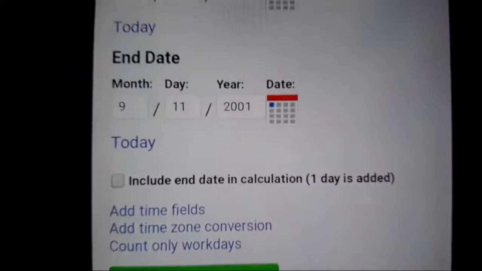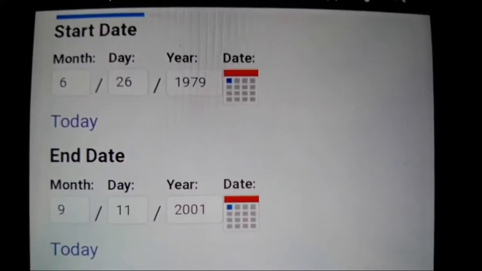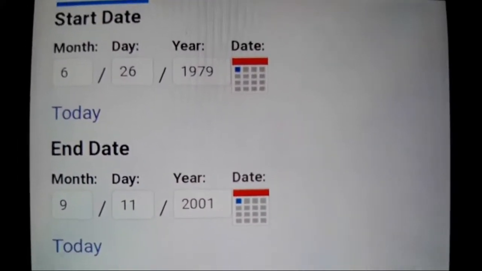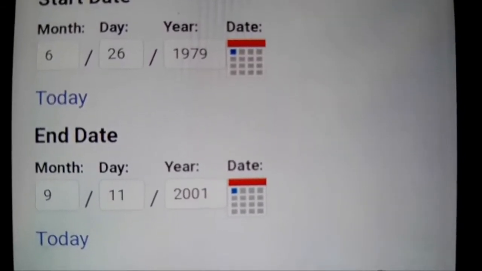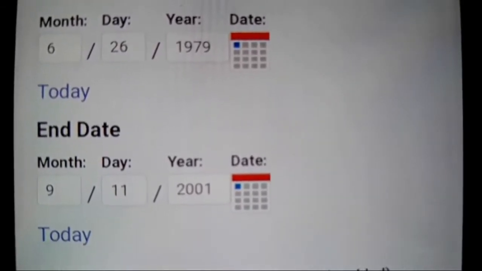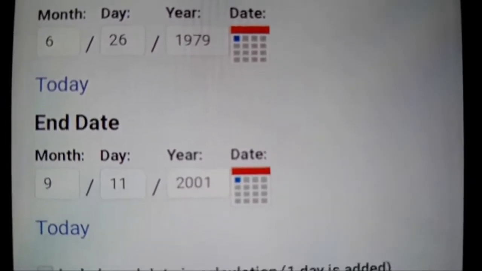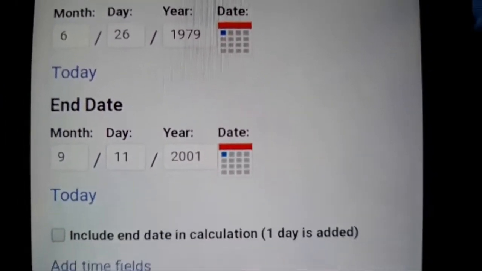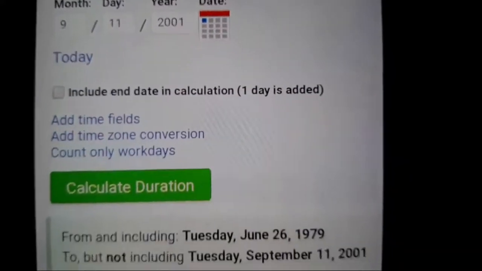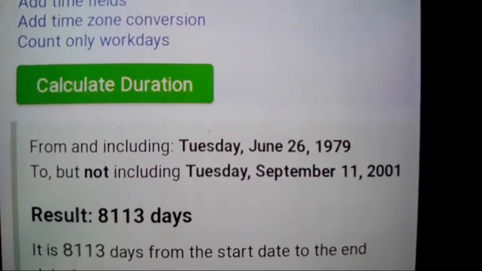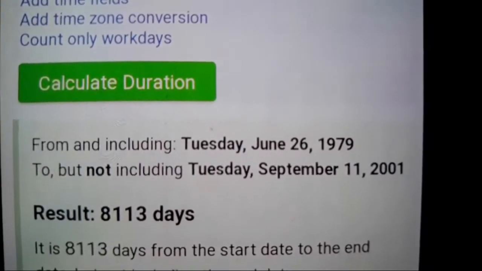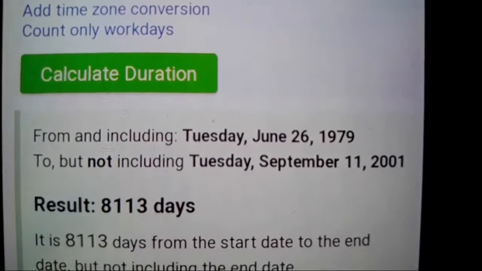June 26th. What's important about this? So I took Vernon Presley's death date to 9/11/2001. Let's see what we get here. From Vernon Presley's death date to 9/11/2001, what do we get? I don't see anything in the days. 8113. Oh, well, it's a 311 backwards if you want to look at it like that. But I don't see anything in that really.